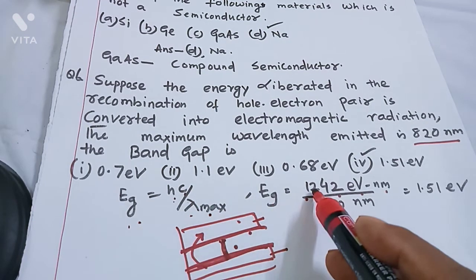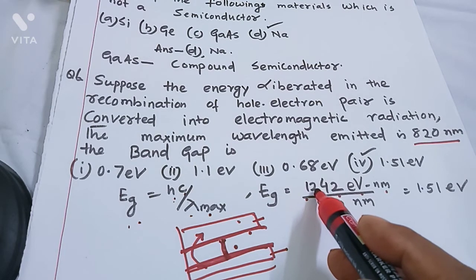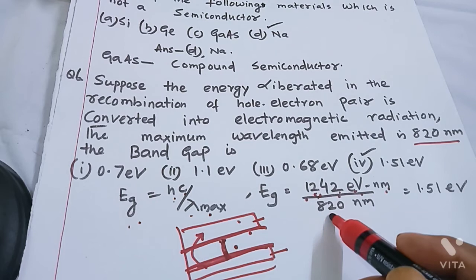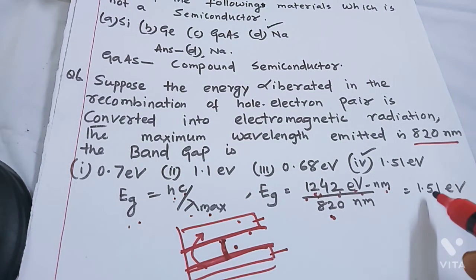Putting the values of h and c, hc is 1242 electron volt nanometer, lambda maximum is 820 nanometer, so it is 1.51 electron volt.